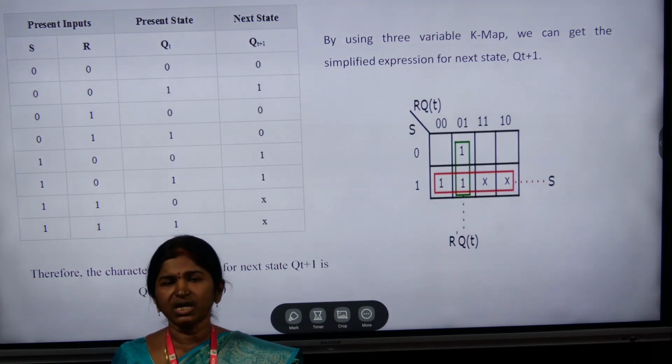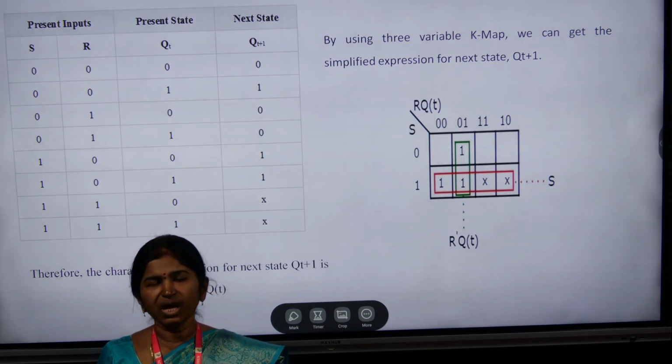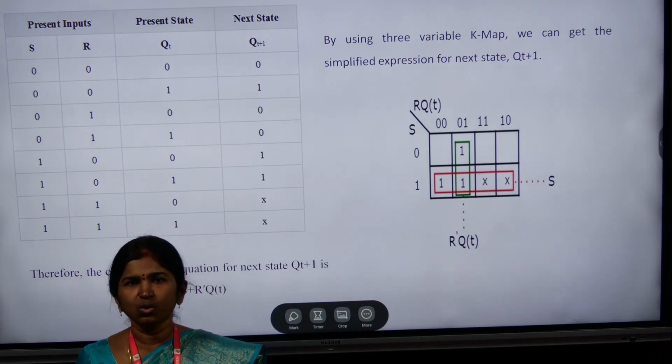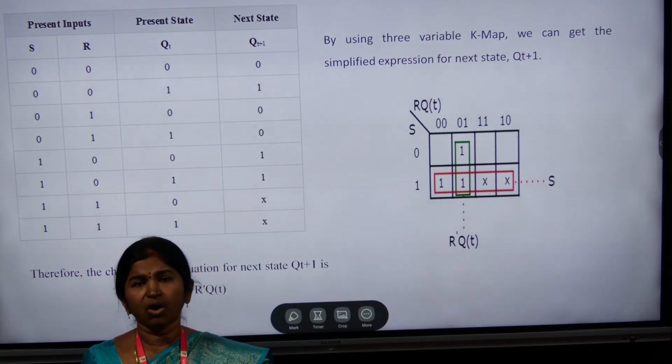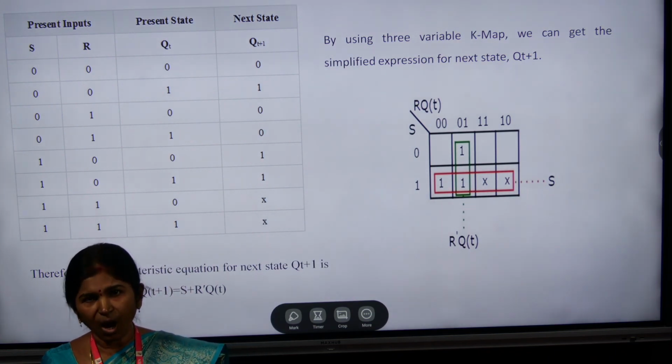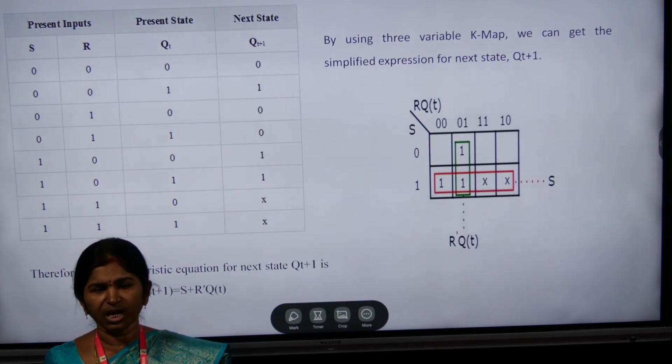Next, on the fourth condition, both the S and R values are 1. Then the output goes into the forbidden state, or we say that it is an invalid state. So this is about the truth table of the SR flip-flop. Now we will use this truth table for deriving the characteristic table.